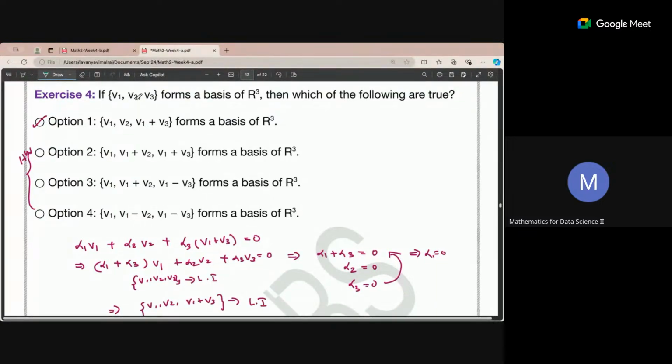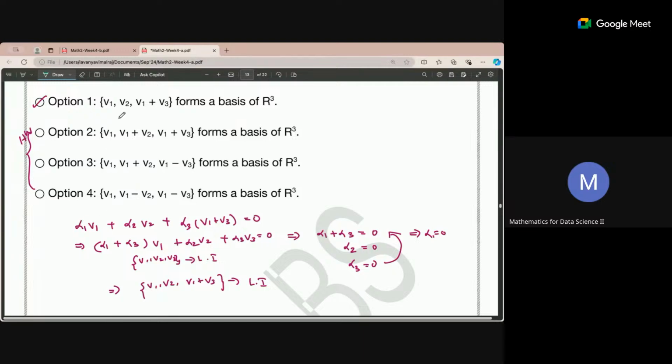You are given that V1, V2, V3 form a basis. Basis means they are linearly independent. And you know that for R3, any basis will have three elements, so every set has three elements. So the only condition you need to check for all these sets is whether they are linearly independent. For the first set, alpha 1 V1, alpha 2 V2, alpha 3 (V1 plus V3) equal to 0. If this is linearly independent, what should it imply? The coefficients should be 0.